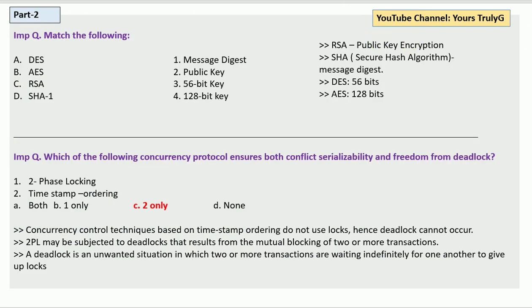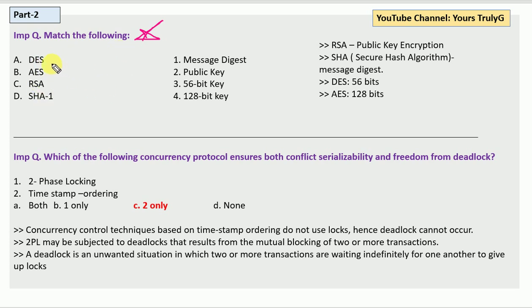Let's move to the next question. Intentionally I have chosen this question so that you will have a quick revision, as we have already covered all these things. This is a very important question related to information security, and we have already covered each and everything. Just for revision purposes I have taken it. So you have to match these.